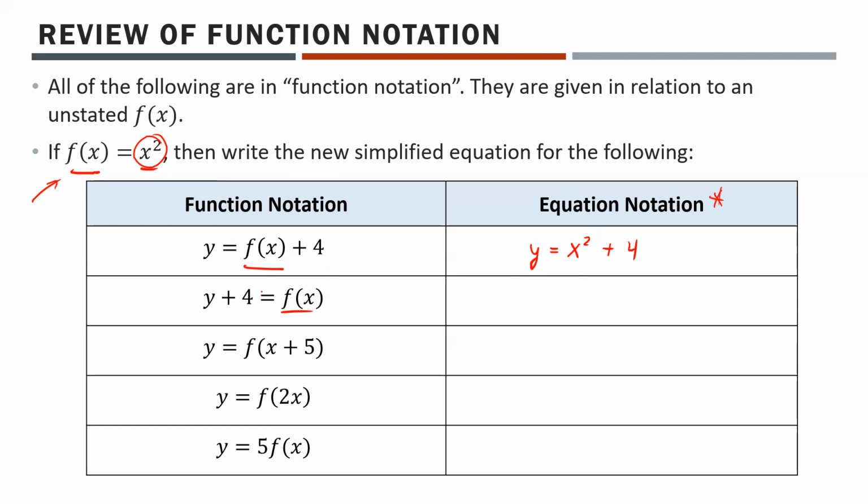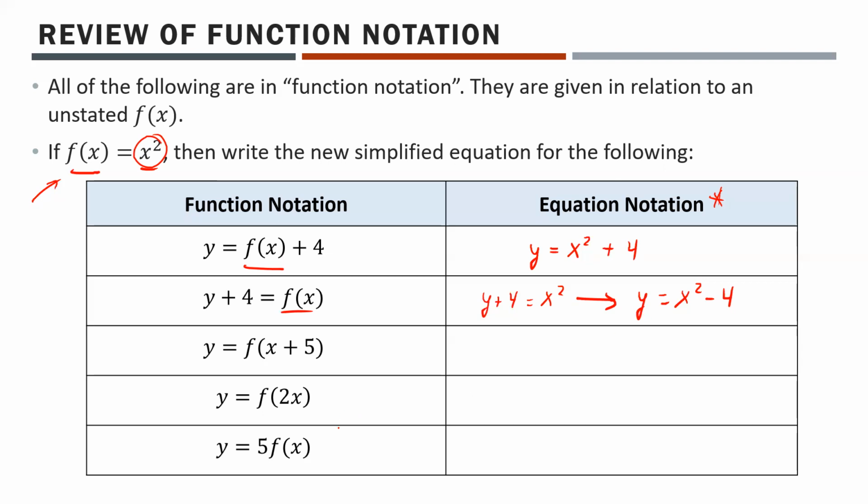Let's try this next one. Y plus 4 equals f of x. Let's write that in equation notation. That would be y plus 4 equals x squared. But I really don't like having y not by itself, so I'm actually going to change this. I'm going to minus 4 on both sides. I'm going to say y is equal to x squared minus 4. That's now equation notation. Equation notation ideally should have y all by itself.